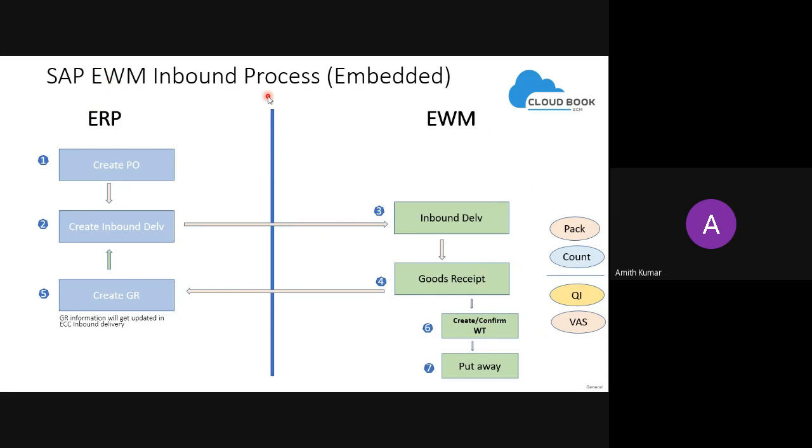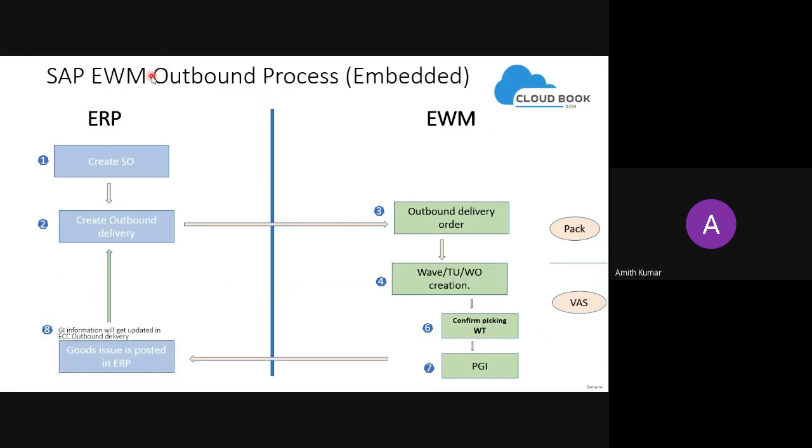Fine. In the same way, we have the outbound processes as well. What we have seen in the previous slide is the inbound. Inbound means receiving anything from the supplier or from any of your external warehouses. Now, outbound. Outbound means you need to ship to your customer. For that also, we have a process in our system. Again, here we have two parts: one is ERP and one is EWM.